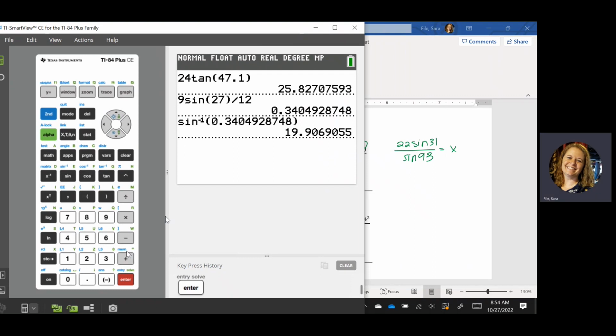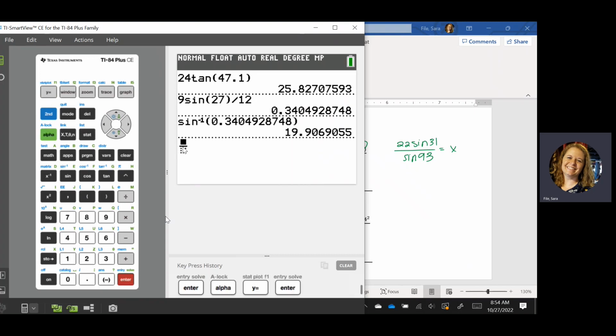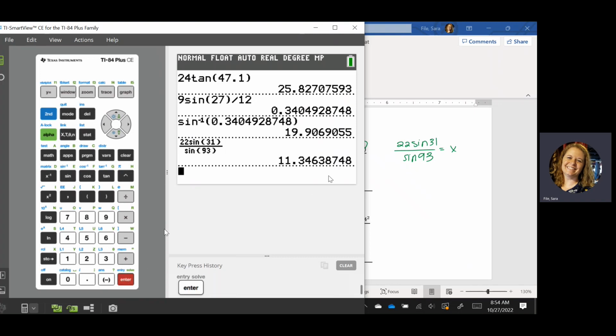So 22, and remember in the handheld calculators, the TI-84s, you can go alpha y equals enter to get your fraction bar and have your numerator and denominator separated top and bottom rather than using the divided by. I think it's better to make sure what's in the numerator is in the numerator, what's in the denominator is in the denominator. So viewing it in this format, I think is probably better for y'all. So 22 sine of 31 divided by sine of 93.